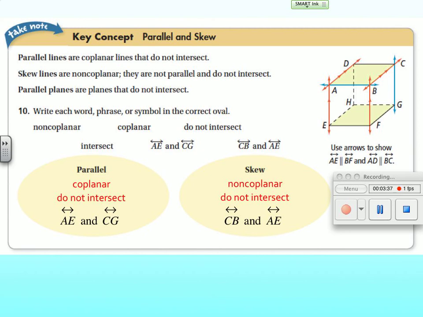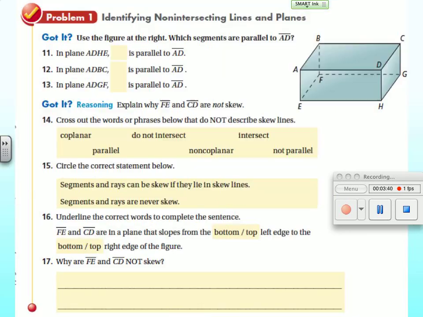So let's look at a couple problems. Identifying non-intersecting lines and planes. We're going to use the figure at right. Which segments are parallel to segment AD? In plane ADHE, we can look at the segment EH is parallel to segment AD. You're going to see a pattern developing, I'm sure. In plane ADBC, I would say that segment BC is parallel to AD. And finally, in the diagonal plane ADGF, I see that segment FG is parallel to segment AD.